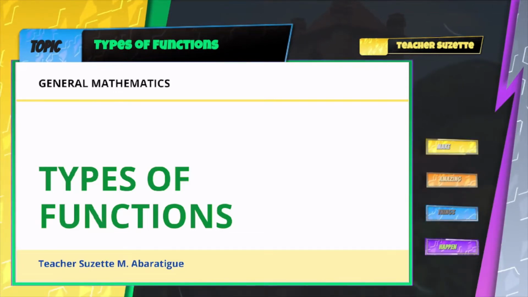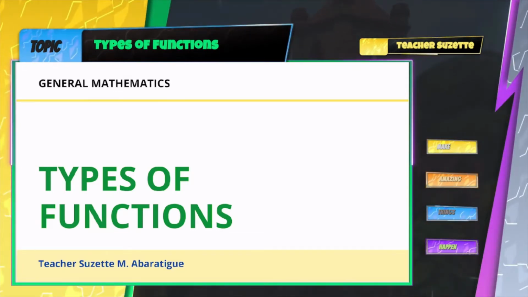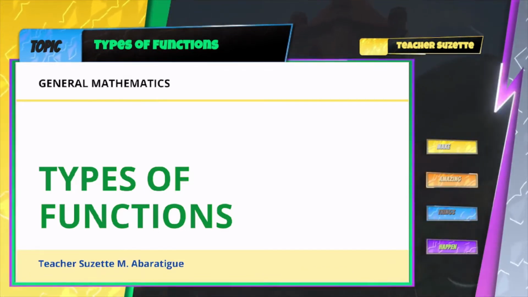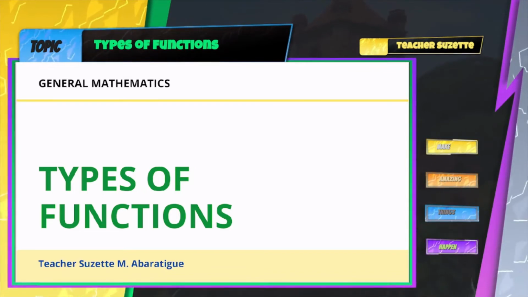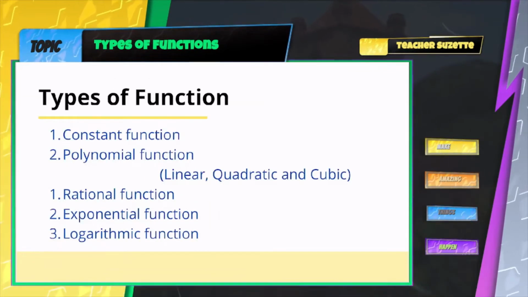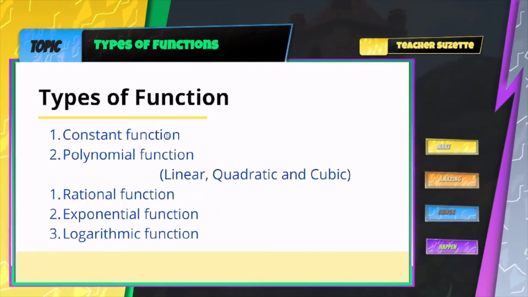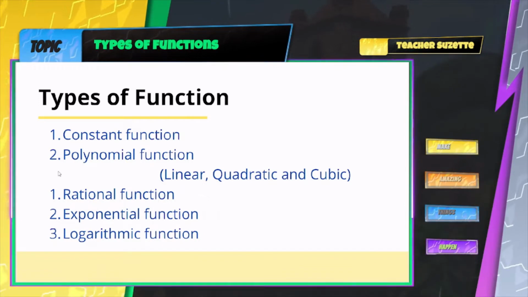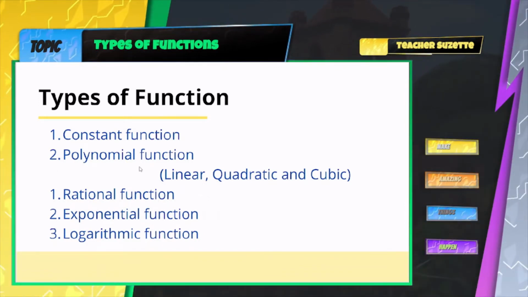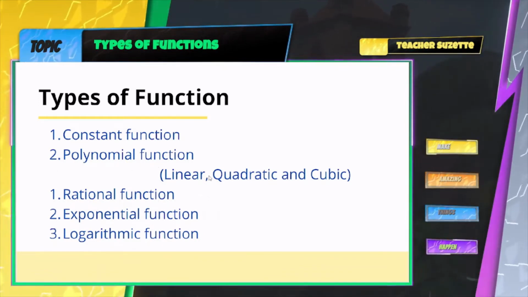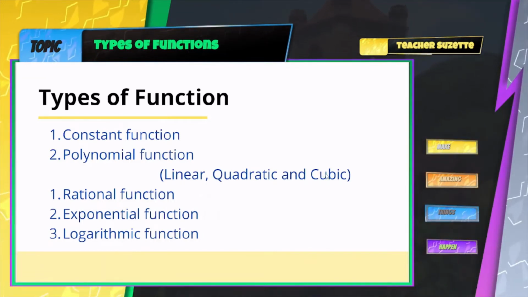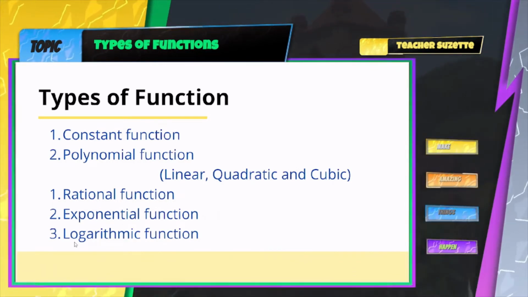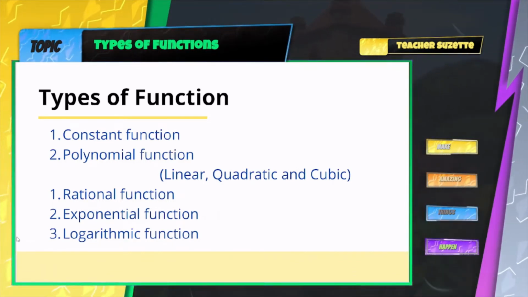Hi class, in this video we are going to discuss the different types of functions that you might encounter as we go along with our discussion in general mathematics. So here are the following types of functions that we are going to discuss. First, we have the constant function. Next, polynomial functions, and then under this we have the linear function, quadratic, and cubic. Next, we have the rational function, exponential function, and logarithmic functions.